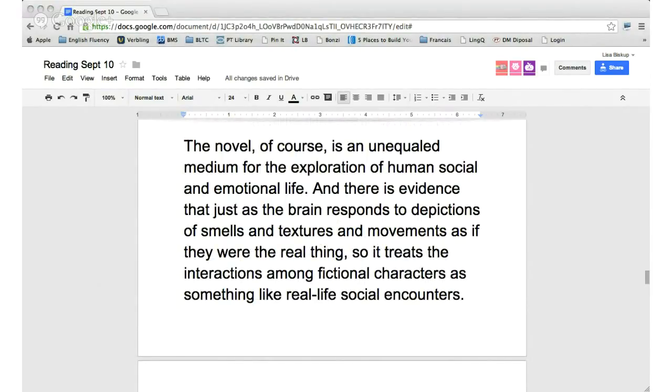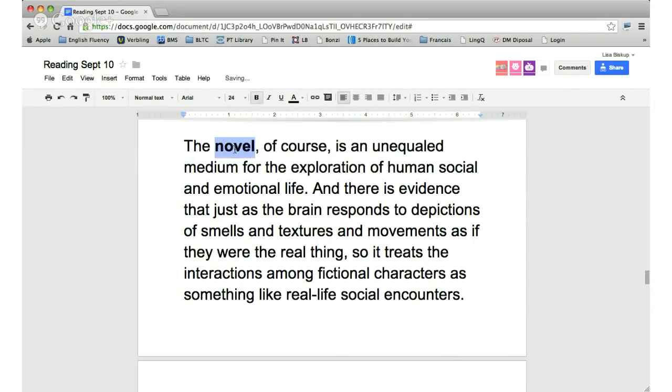Unequaled. Sorry, could you repeat that word? Sure. Unequaled. An unequaled medium for the exploration of human social and emotional life. And there is evidence that just as the brain responds to depictions of smells and textures and movements as if they were the real thing, so it treats the interaction among fictional characters as something like real-life social encounters. Yeah. Encounters. Good.